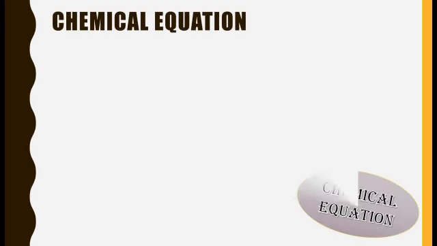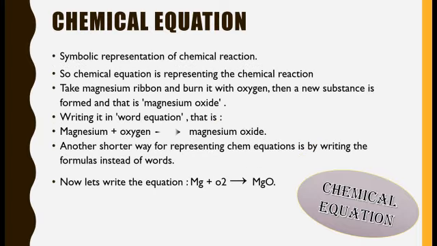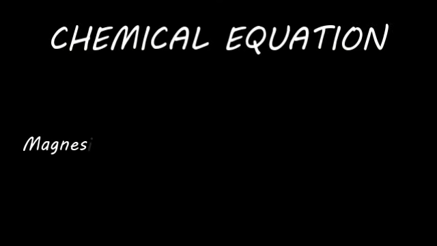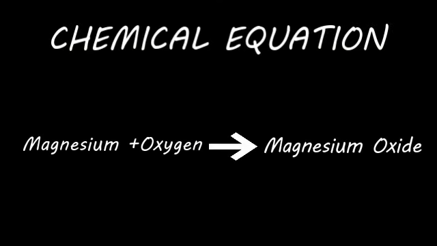Okay friends, now let's go to the next topic, which is chemical equation. Symbolic representation of a chemical reaction is called a chemical equation. So the chemical equation is representing the chemical reaction. Easy, right? Suppose we take magnesium ribbon and burn it with oxygen, then the new substance formed is magnesium oxide. So how to represent it? Magnesium plus oxygen gives out magnesium oxide. Now we have represented the chemical reaction in a word equation.